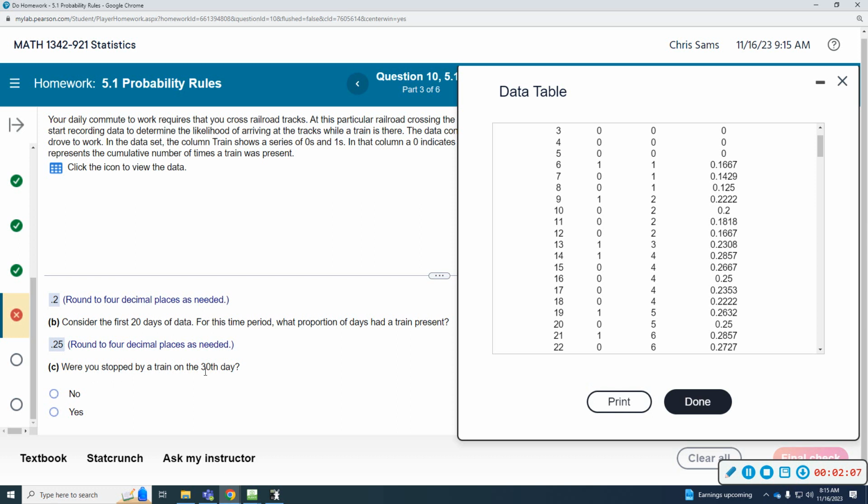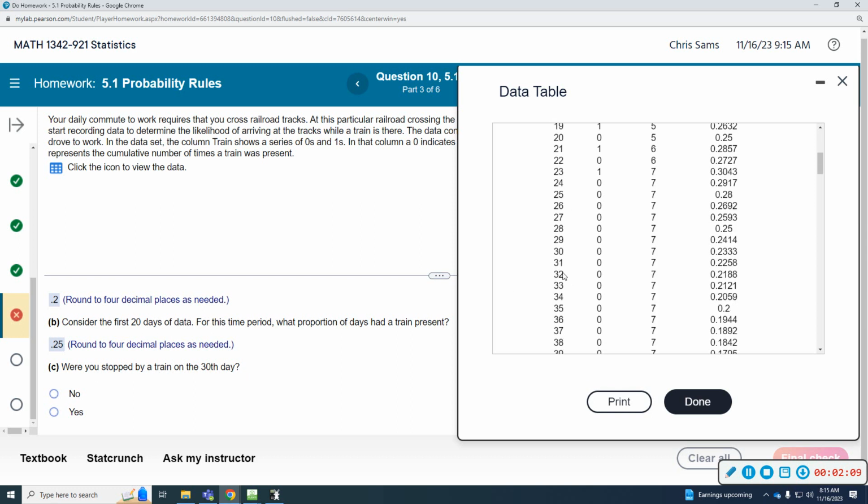Were you stopped by a train on the 30th day? So now we just go down to day 30 right here. There was no train on day 30. So we're going to say no.